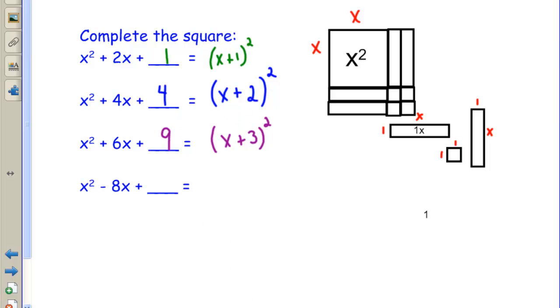So, a couple of patterns here to notice. Do you notice this column of numbers seems to be perfect squares? Well, that's good because we're completing some squares, right? How are those numbers related to these numbers?